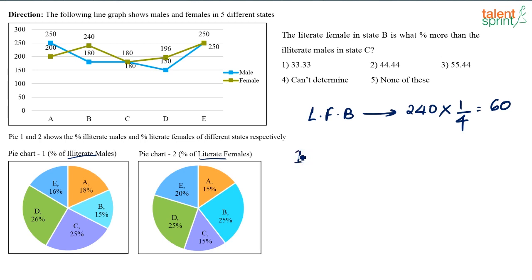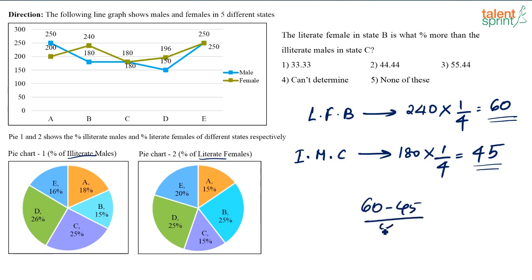Now, how many illiterate males are there in state C? First of all, how many males are there in state C? 180. Out of this 180 males in state C, how many of them are illiterate? 25% are illiterate. That is 1/4 of them are illiterate. That is 45 of them are illiterate. Now, this first value is how much percentage more than the second value. That is nothing but 60 minus 45 by 45 into 100. That's what we are looking for, right?